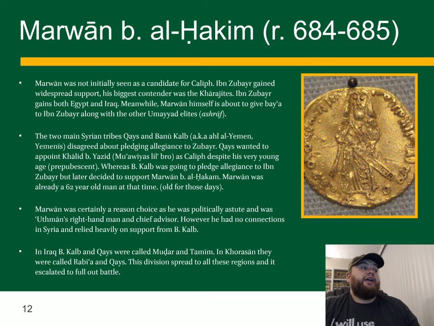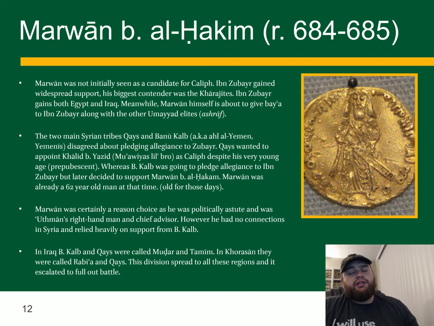Qais wanted to appoint Khalid bin Yazid, Muawiyah II's little brother, who was also very sickly, and he was prepubescent, so he was maybe like 7 years old or something. And Banu Kalb were going to pledge allegiance to Ibn Zubayr, but kind of at the last minute, they decided to support Marwan bin al-Hakam as caliph, as a rival to Khalid bin Yazid. And Marwan was an old man, 62 years old.